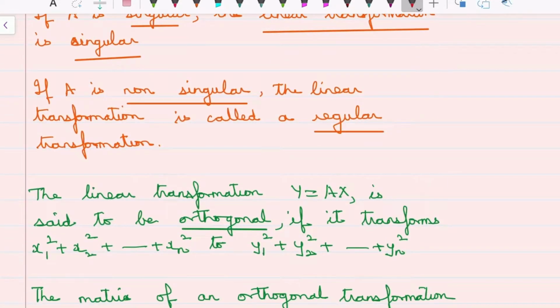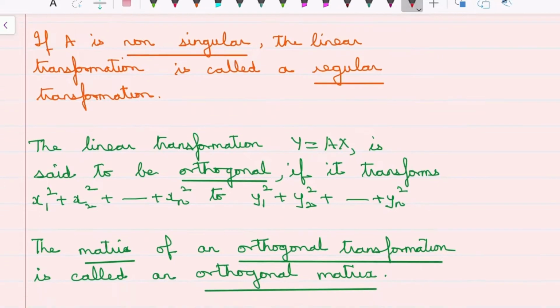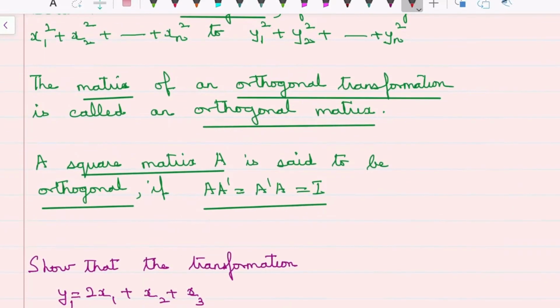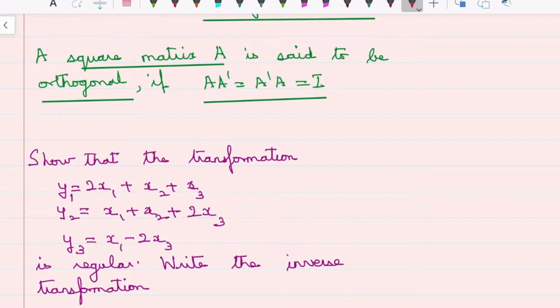The linear transformation Y equal to AX is said to be orthogonal if it transforms x1 squared plus x2 squared up to xn squared to y1 squared plus y2 squared plus up to yn squared. The matrix of an orthogonal transformation is called an orthogonal matrix. And one more definition: a square matrix A is said to be orthogonal if A times A transpose equals A transpose times A, which is the identity matrix. So we'll do a problem based on this.